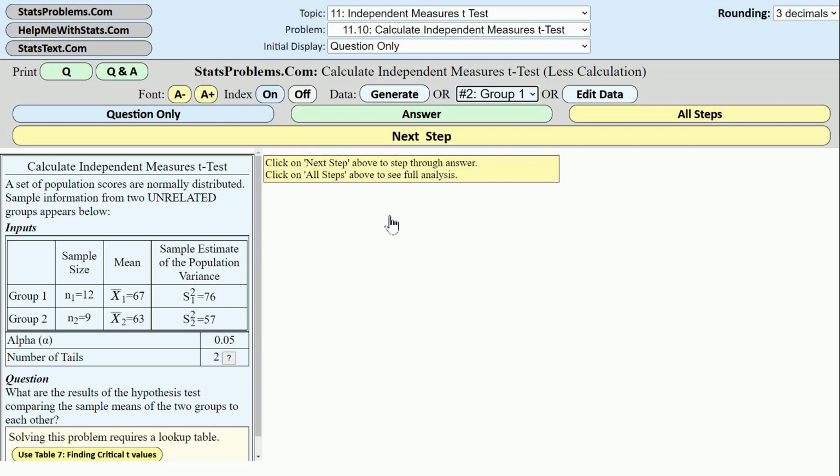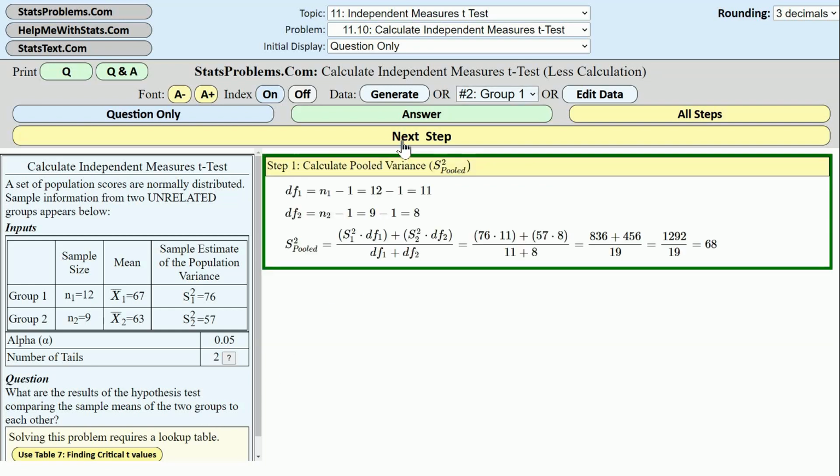Let's step through the solution by clicking on the Next Step button. In Step 1, we calculate the pooled variance, S squared pooled. First, we calculate the degrees of freedom for the two groups. Degrees of freedom for Group 1, df1 equals sample size of Group 1, N1, minus 1 is equal to 12 minus 1 is equal to 11. Degrees of freedom for Group 2, df2, equals sample size of Group 2, N2, minus 1 is equal to 9 minus 1 is equal to 8.